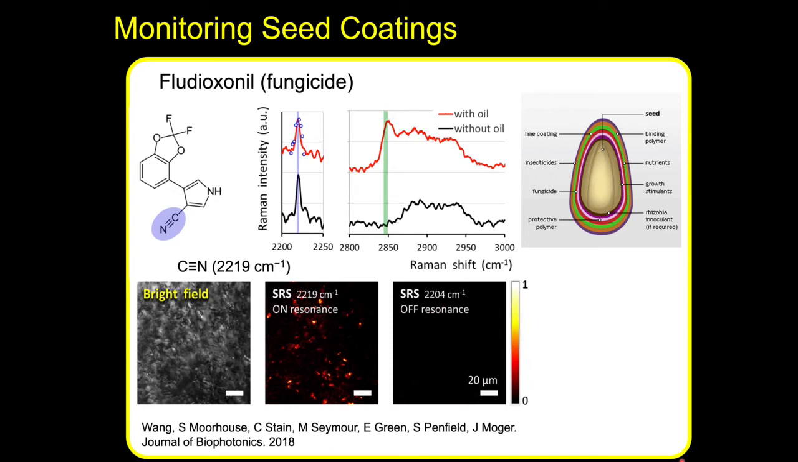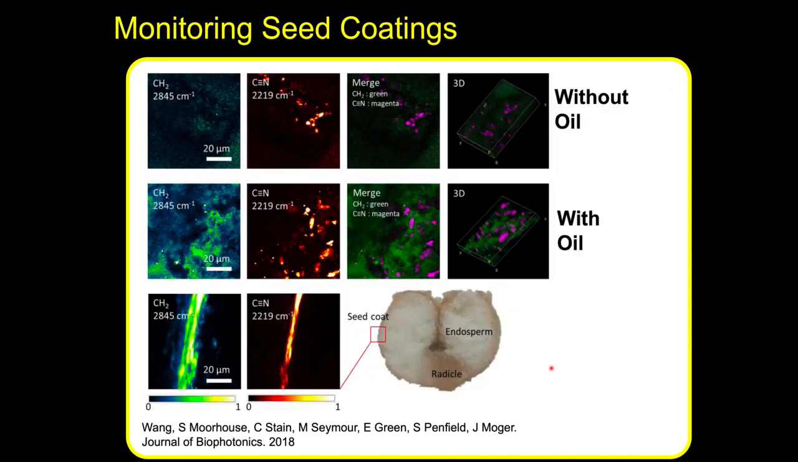But what the agrochemical companies want to know is how do the processes by which they apply these actives affect the uniformity and the coating at the microscopic level on the seed? So in this example shown on the slide, we're looking at a fungicide called fluoroxyl, and in this case it has a very useful peak with a C triple N bond that gives us a very unique peak at 2219 wave numbers, which sits in the silent region of the Raman spectrum. And we can use this to map out the distribution of crystals on the seed surface to give some feedback to how well their coating processes are working.